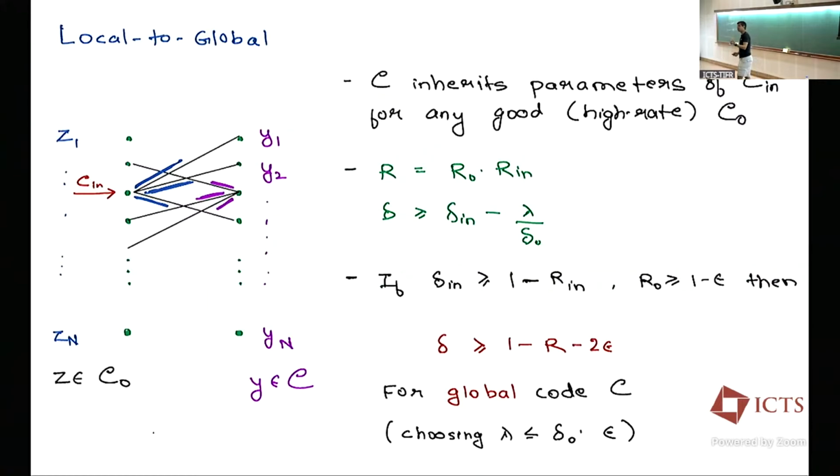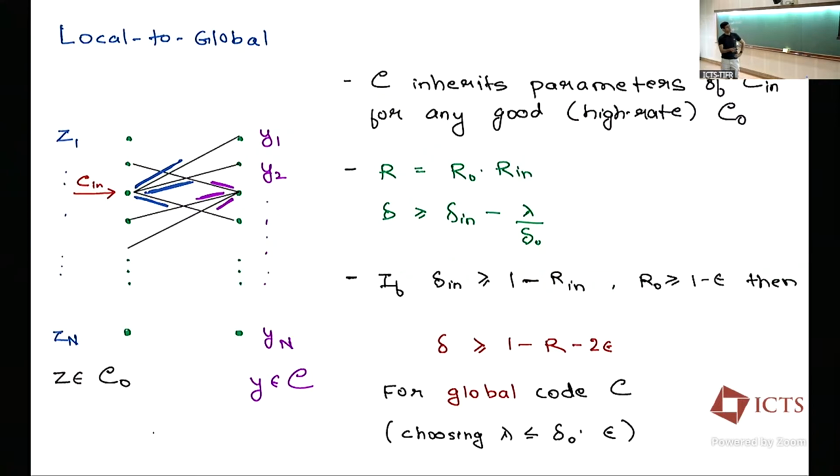It shows a local to global phenomenon for codes. If you start with this local object, this inner code C_in, which has very good parameters, then you get global objects, this capital C of arbitrarily large block lengths n, which also have basically the same, or very good matching, parameters. Formally, the rate of the final code is just the product of the two rates, the rate of this base code C0 and of this inner code. We are thinking of the rate of the base code as very close to 1, so it's essentially the rate of the inner code. And the distance of the final code is the distance of the inner code minus something small, which can be made arbitrarily small by choosing lambda. So you basically get rate R_in and distance delta_in, which is the inner code, but you get it globally.